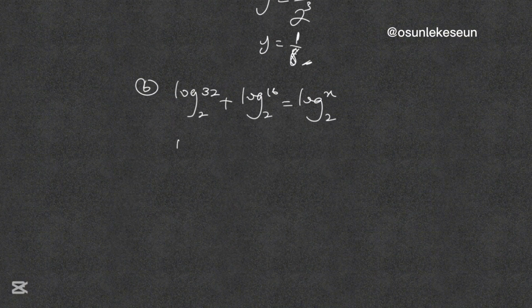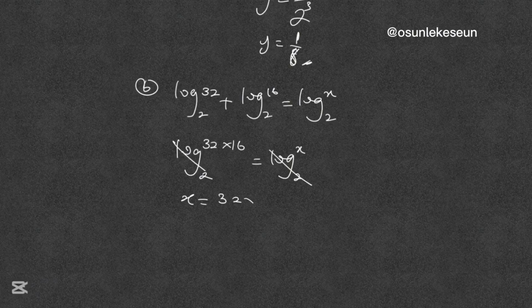Plus means times. So I have log 32 times 16 base 2 equals log x base 2. So we can cancel out the logs. So x simply means 32 times 16.